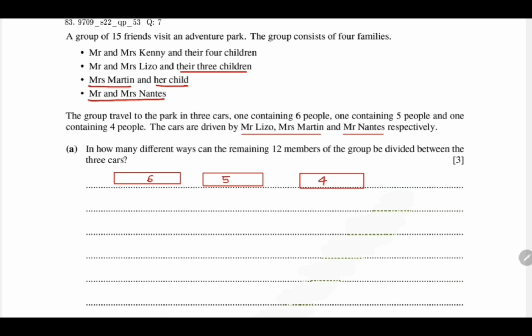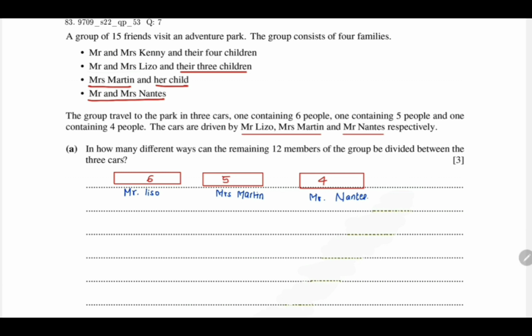So, let's say Mr. Lizo is the driver of the first car, Mrs. Martin is in the second car, and Mr. Nantis is driving the third car. So one seat is obviously fixed in each of the cars. In how many different ways can the remaining 12 members of the group be divided between the three cars? So in how many ways can we divide the remaining 12 people?